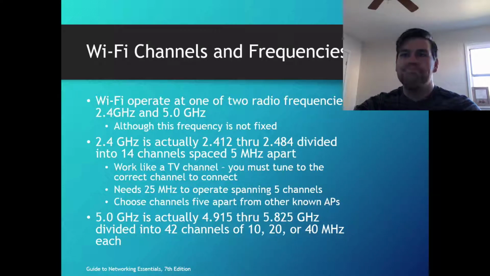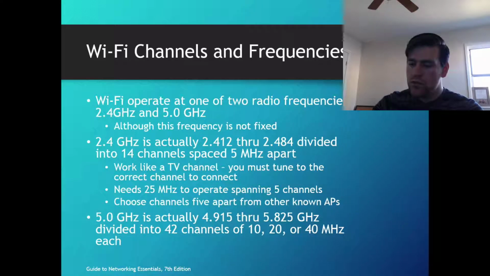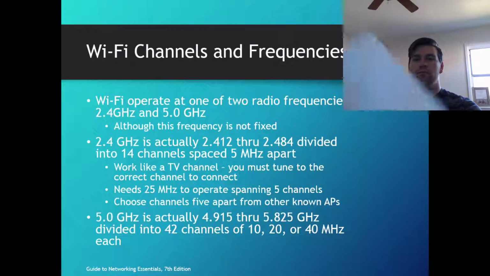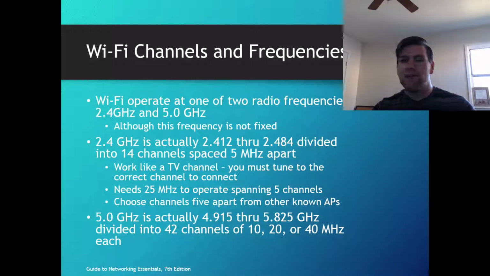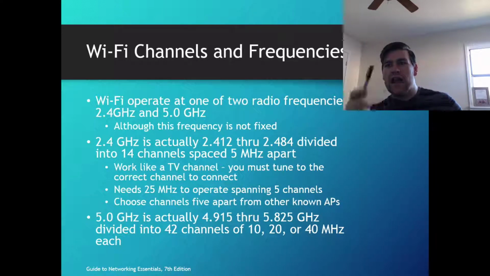So when you actually do the math, if you break it up, 2.412 would be channel 1, 2.417 would be channel 2, and so on until you get to the frequency 2.484, which is channel 14. Something to this effect right here. Okay, so each one goes up 5 megahertz. So just the last digit, and that would go up by 5.